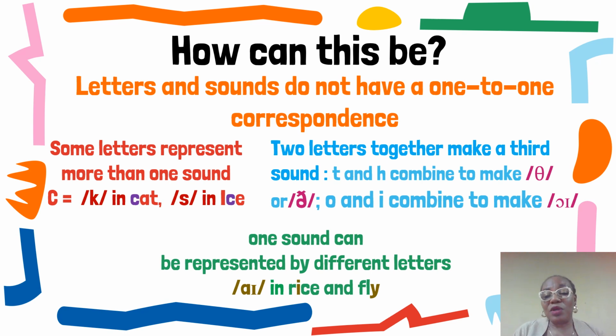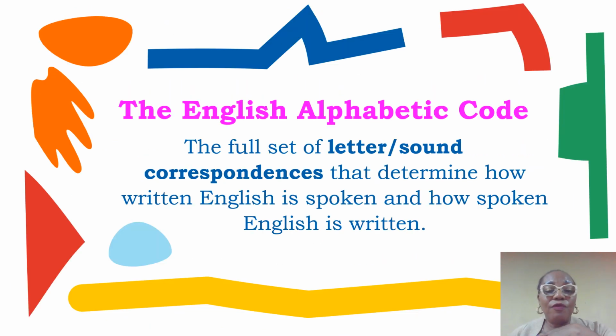And then another example is O and I combining together to make oi. So O has its own sound, but they come together to make oi. And then one sound can be represented by different letters. Like the I in rice is represented by the letter I, while the I in fly is represented by the letter Y. So all of these different scenarios result in 144 sounds from 26 letters.